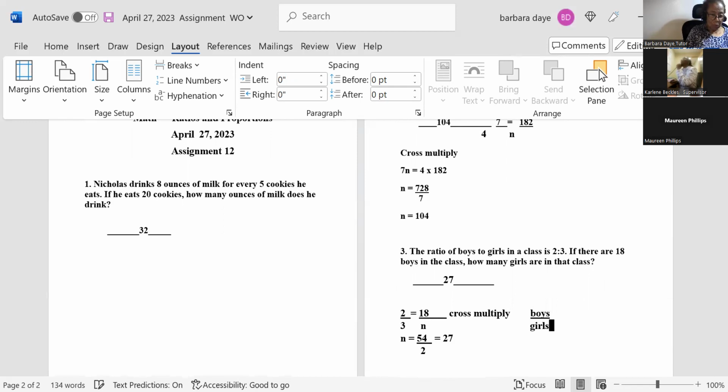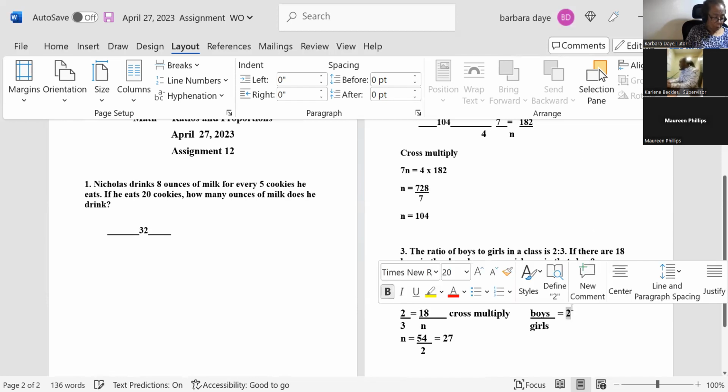And what's that equal to as a ratio, Maureen? Boys over girls equals what? What's the ratio? 2/3. Yeah, 2 over 3. That's right. Two thirds. It could be a fraction. It could be a ratio with a colon, 2 colon 3, or it could be 2 to 3.